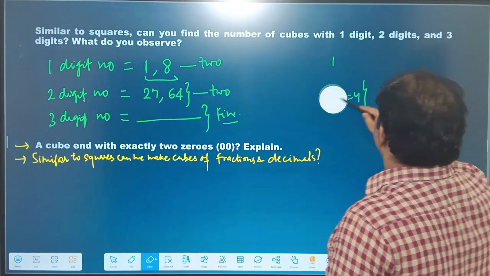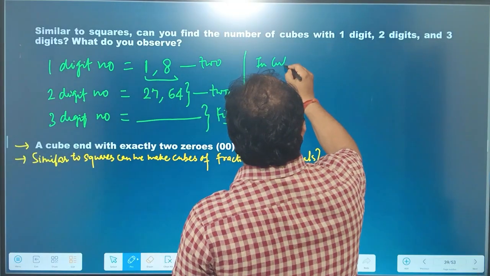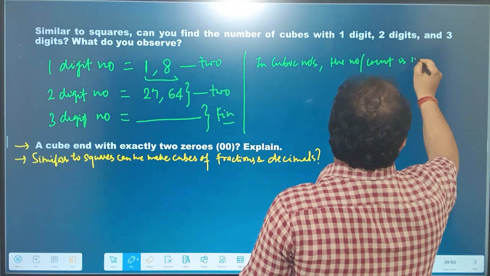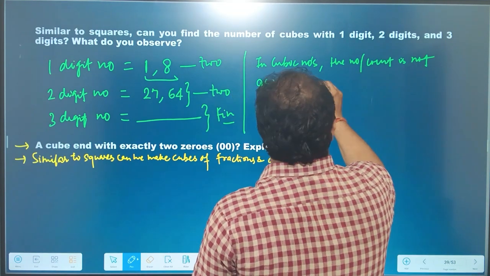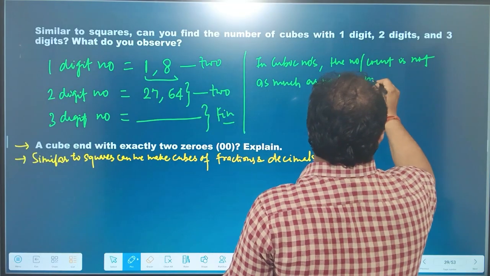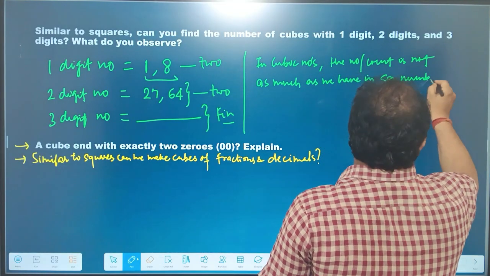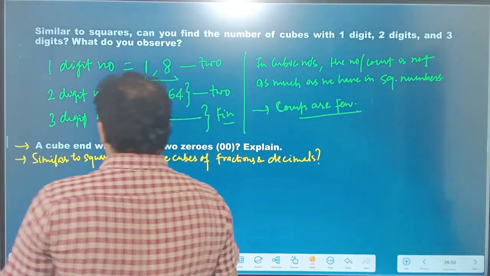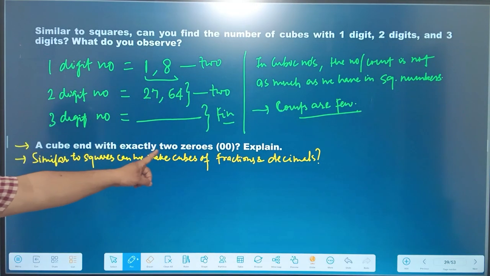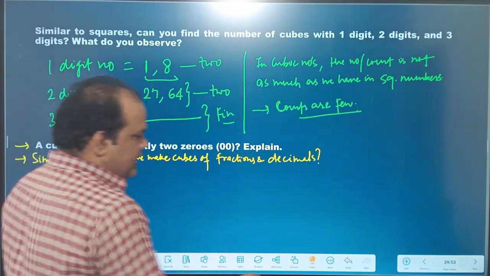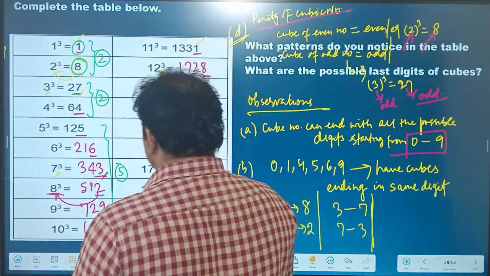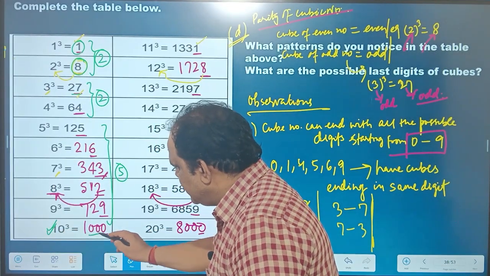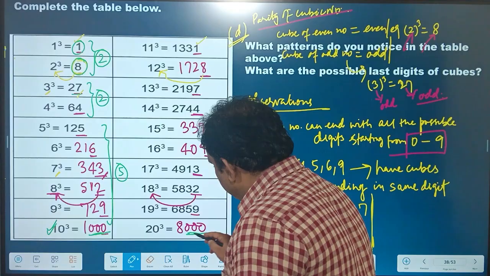The observation you may write is that in cubic numbers, the count is not as much as we have in square numbers. So counts are few, or simply you may write counts are few. Now, can a cube end with exactly 2 zeros? Explain. Have you seen any cubic number ending with 2 zeros? You see the lowest one is 10 cubed, which ends with 3 zeros. 20 cubed again ends with 3 zeros.